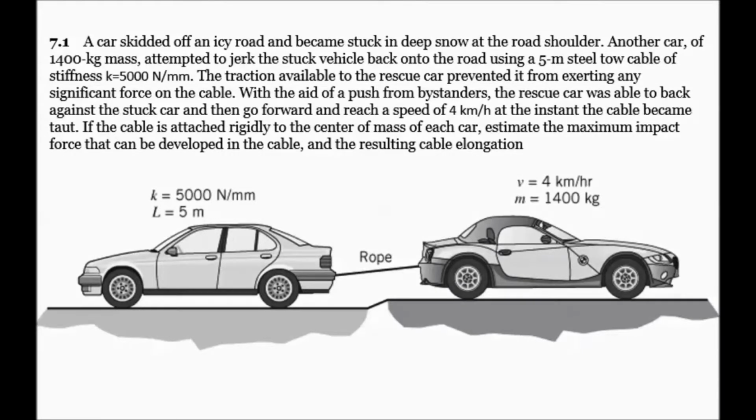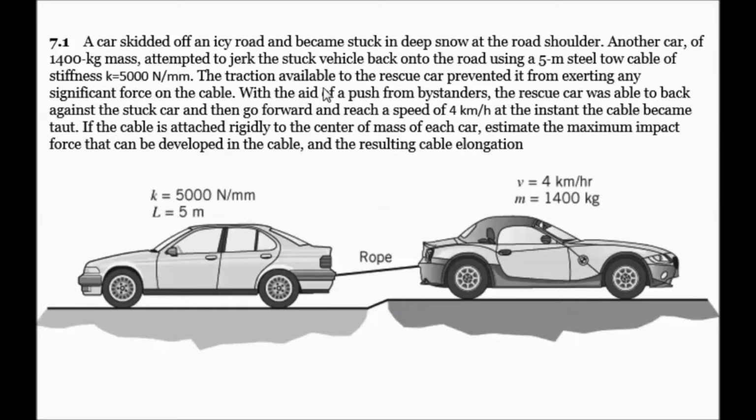We're now going to take a look at example problem 7.1. In this problem, we have a car that skidded off an icy road and then became stuck in deep snow at the road shoulder. Another car with a known mass of 1,400 kilograms attempted to jerk the stuck vehicle back into the road using a 5-meter steel tow cable with a known stiffness given to us as K is equal to 5,000 newtons per millimeter.